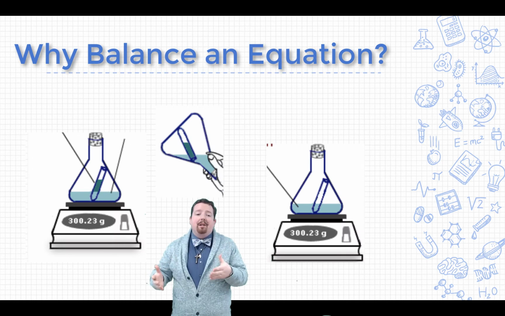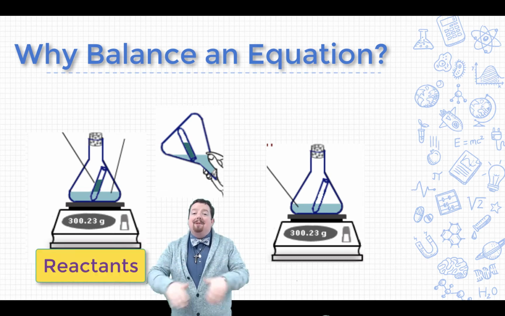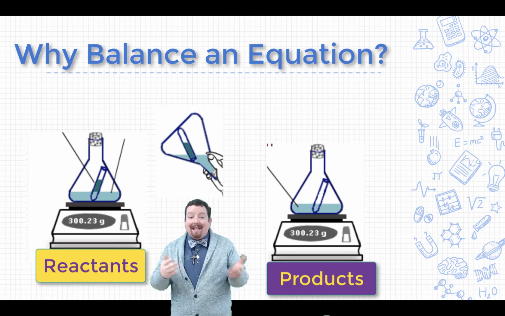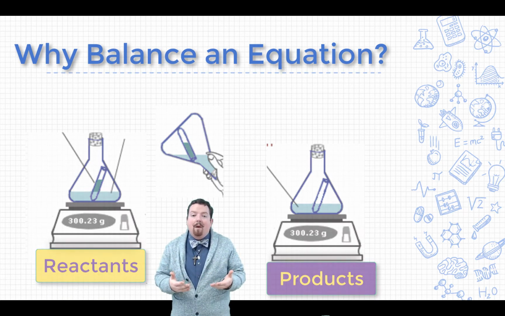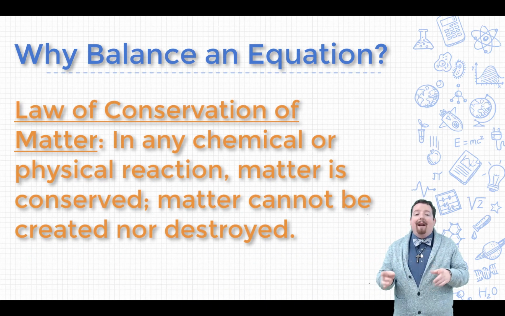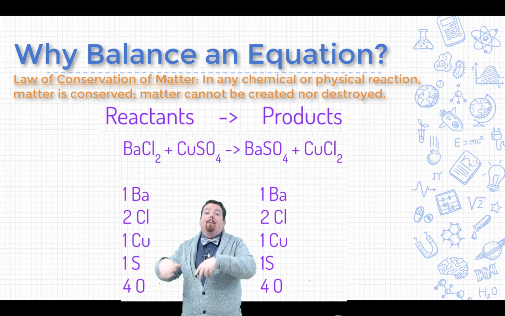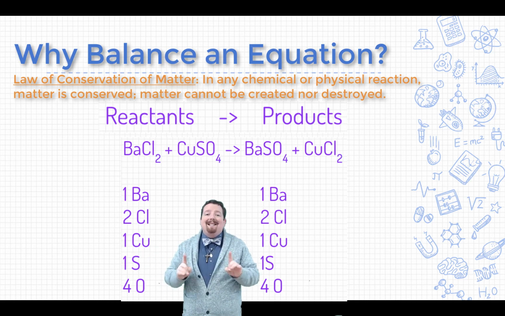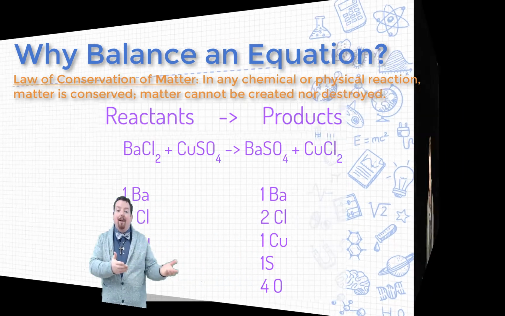Well, a balanced equation is one that shows that there are the same number of atoms on both sides of the equation. To accurately represent a chemical reaction, we must have a balanced chemical equation because the law of conservation of matter says so. The law of conservation of matter says that in any chemical or physical change, matter is neither destroyed nor created. In other words, the number of each type of atom we have on the reactant side, or before the change happens, must be the same as the number of each type of atom we have on the product side, or after the reaction has happened.